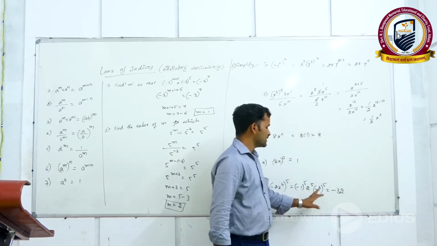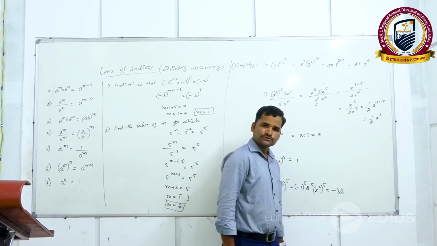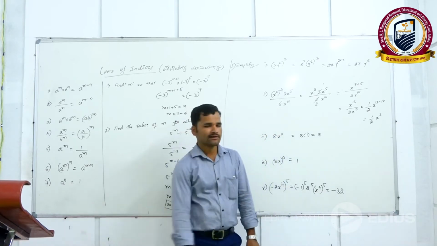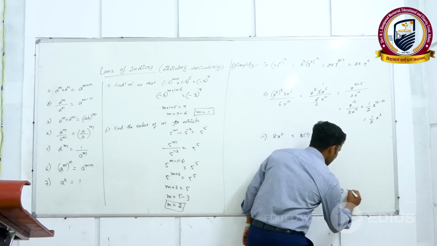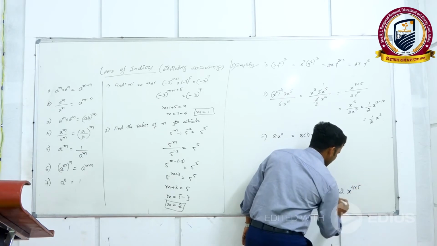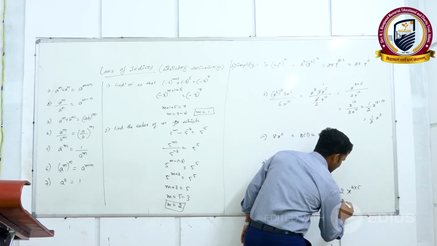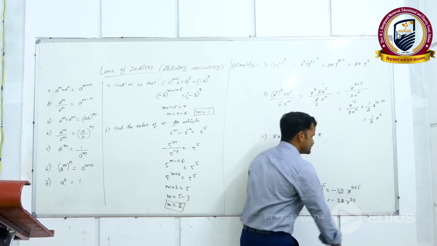It gives us 32. x raised to 4 whole raised to 5, using this sixth law of index, this can be written as x raised to 4 into 5. Nothing but minus 32 into x raised to 20.